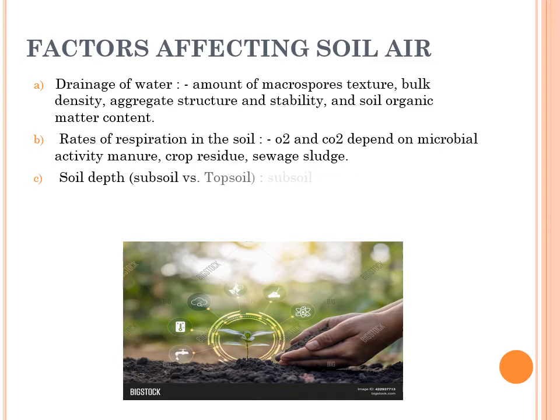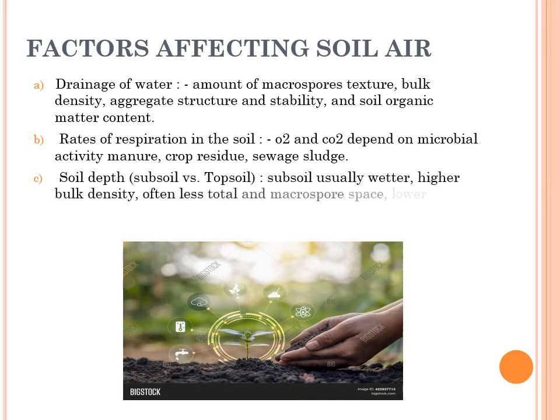Soil depth, which includes subsoil versus topsoil. Subsoil is usually wetter, with higher bulk density, often less total and micropore space, lower organic matter and slower respiration.